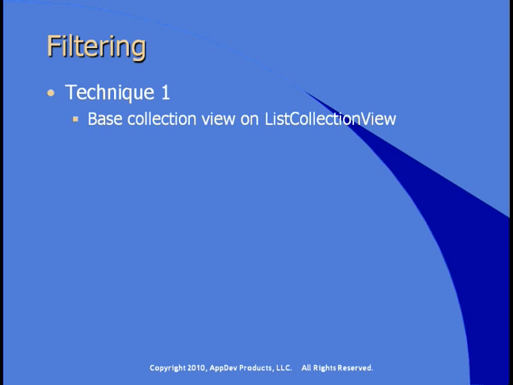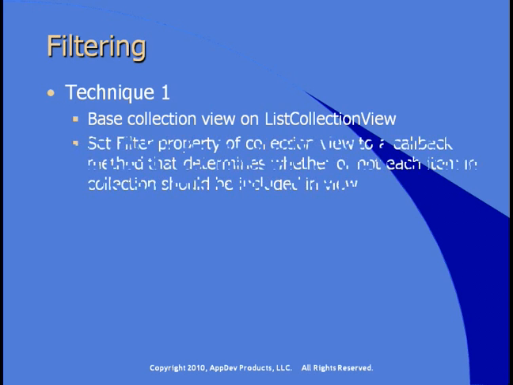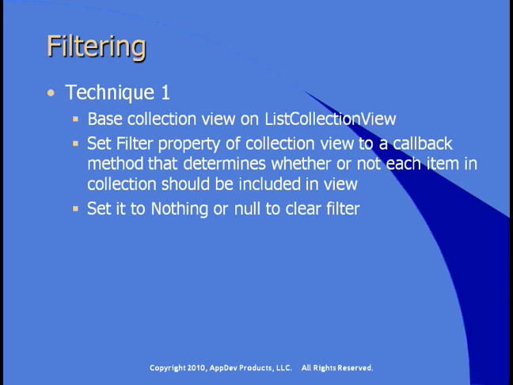In the first technique, you're going to base your collection view on an instance of the list collection view class, and then you set the filter property of the collection view to a callback method. And that callback method will evaluate each item in the collection and then determine whether or not it should be included in the view. And then you can set it to nothing or null, depending on your language, to clear the filter.